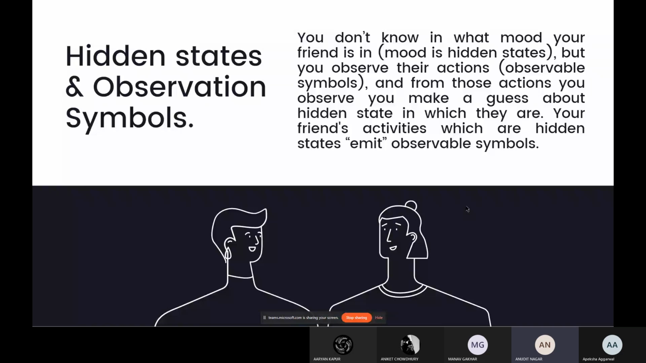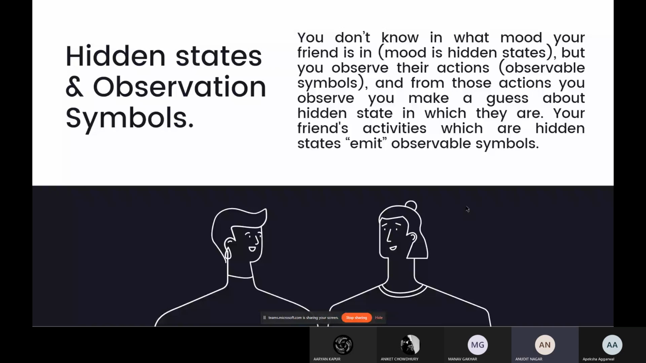The keywords here are: hidden states, which are the hidden values that you're trying to figure out. Observable symbols, which are the clues that you get inside a sentence or the language, and these are what you use to figure out the hidden states. And emission: the hidden states emit certain observable symbols, certain characteristics with which you figure out what that sentence actually means.